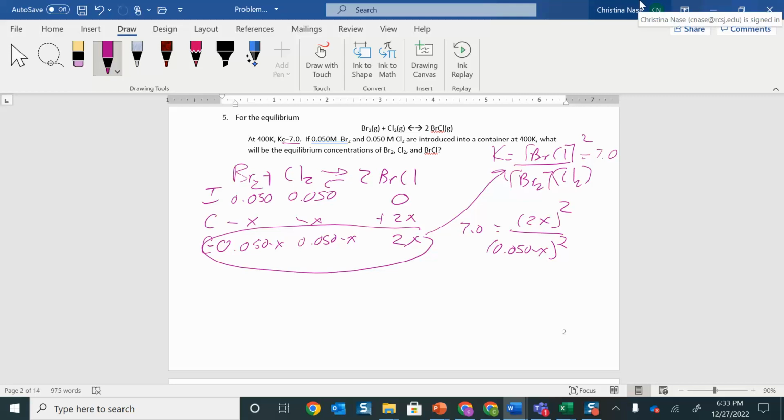Is that where I am with this one? Yeah? All right. Take the square root of both sides. So I get the square root of 7. I'll just rewrite it over here. Square root of 7 is equal to 2x over 0.050 minus x. And then I just have to solve for x.